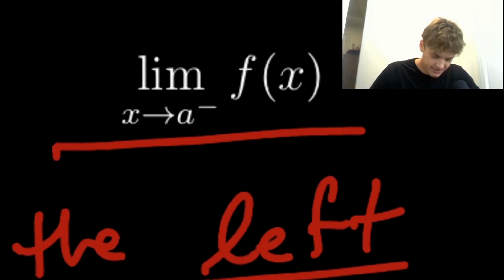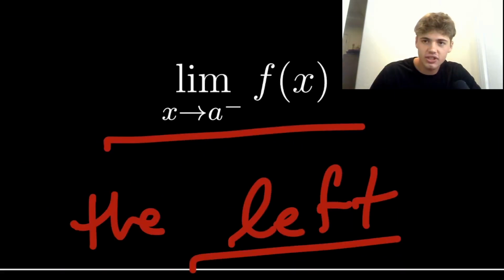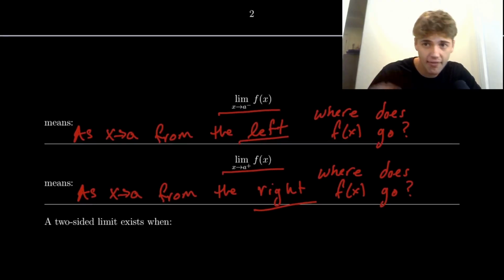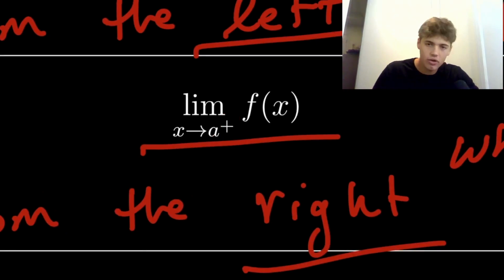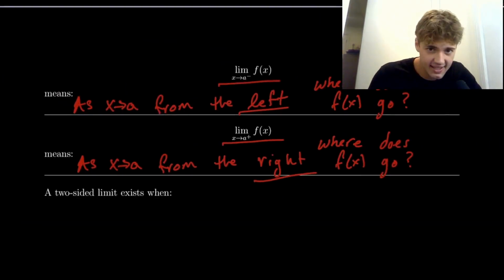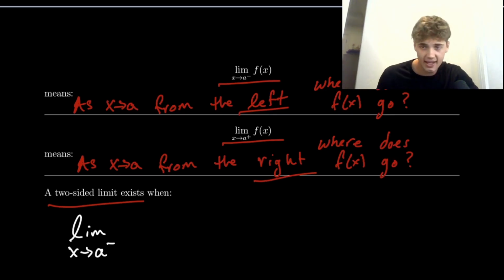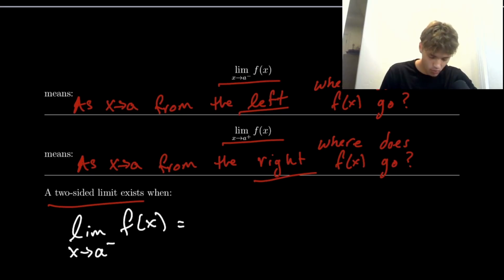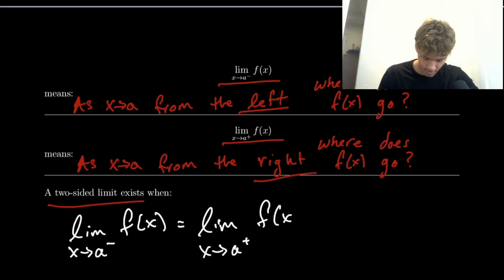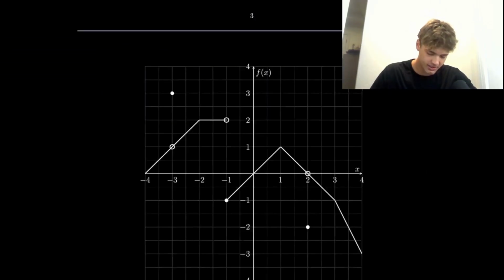So if there's a negative sign on the top, that means we're approaching a from the left-hand side. And if it has a positive sign at the top, we're going to approach it from the right-hand side. And the two-sided limit exists only when the left-handed limit, which has the negative, equals the right-handed limit. And that's our answer. So what we're going to do now is take a look at this graph.